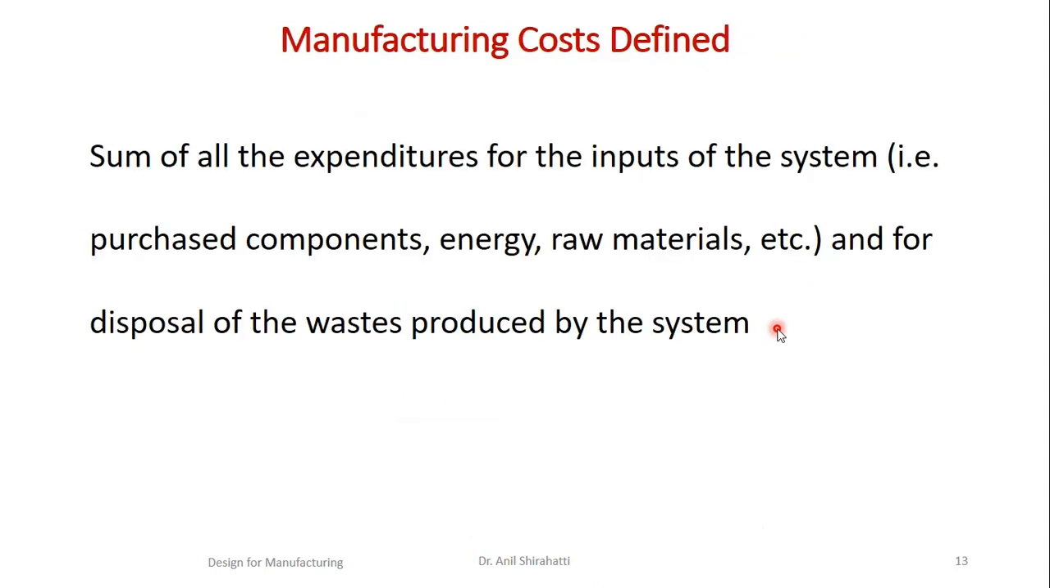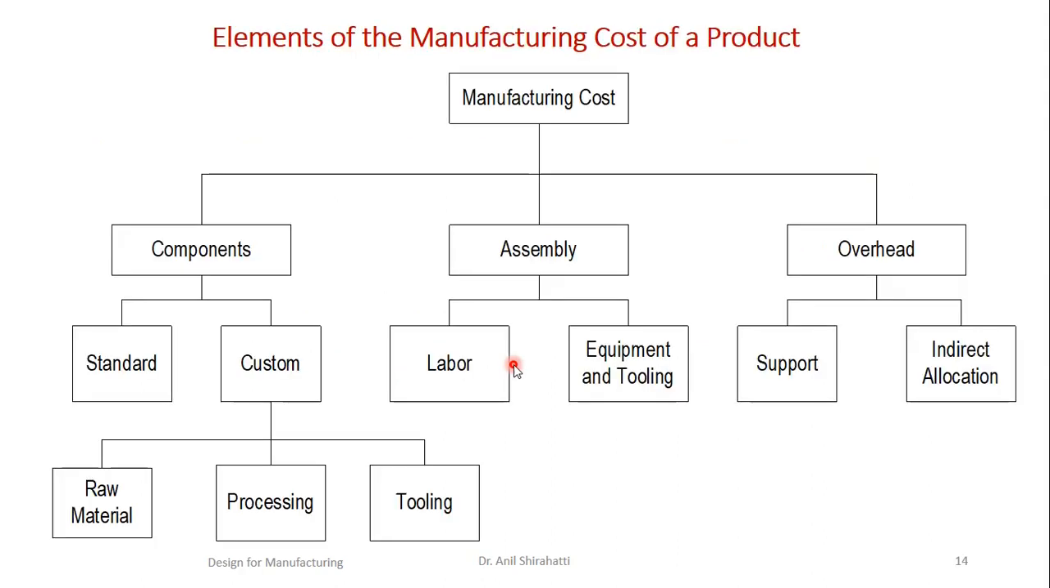So in general I can say manufacturing cost may be defined as the sum of all the expenditure for the input of the system, that includes purchased components, energy, raw material, etc., and for the disposal of waste produced by the system. Also, this is a graph which shows the different components of the manufacturing cost. That can be divided into component cost, assembly cost and overhead cost.